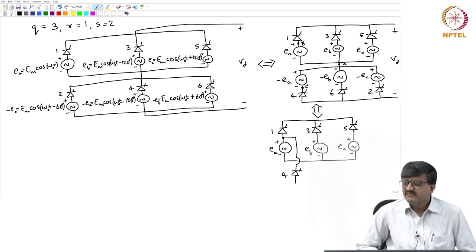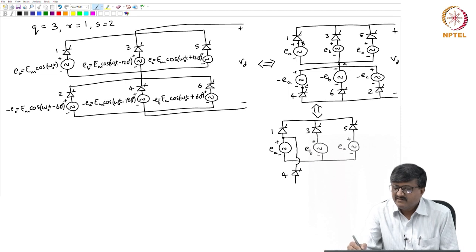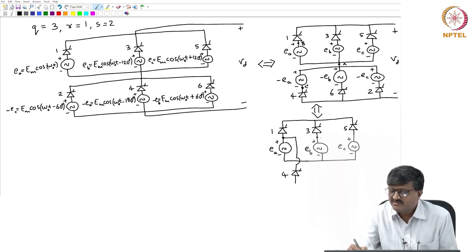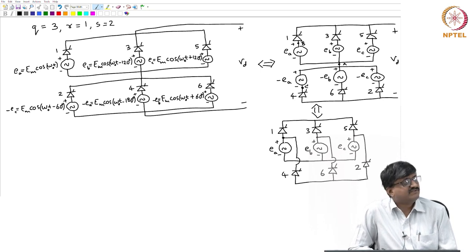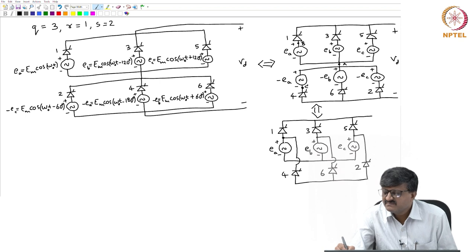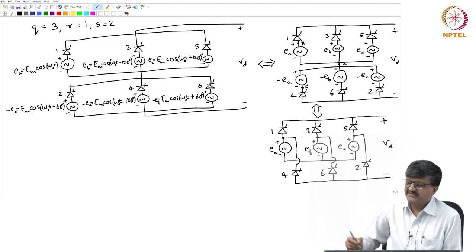Now, a similar explanation can be done even for the second path and the third path. So, I can say that this is equivalent to connecting the positive terminal of EB to the cathode of thyristor valve 6. And the positive terminal of EC is connected to the cathode of thyristor valve 2. Is this okay? So, the two DC side terminals are brought out here, the voltage across the DC side is VD.